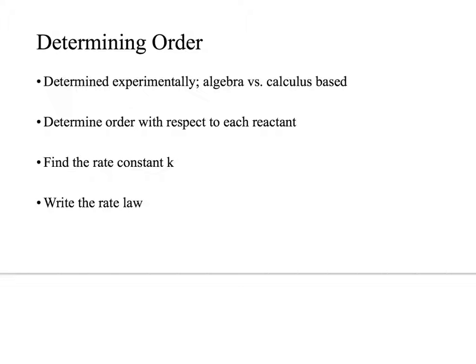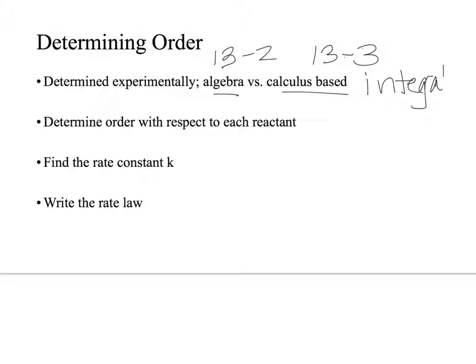The steps to this process are listed here. First, we're going to use either the algebra or the calculus-based method. This video, 13-2, we're going to go over the algebraic form, and in the next video, 13-3, we'll look at the calculus-based, the integrated rate laws. Okay, so there's more than one way to do this, and there are advantages and disadvantages to both. We're going to determine order with respect to each reactant.